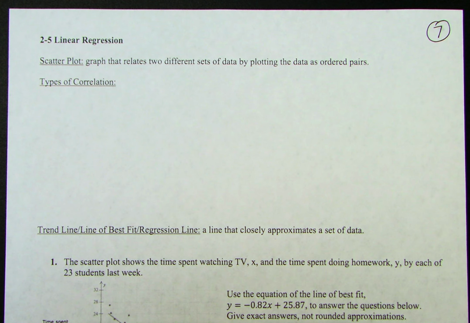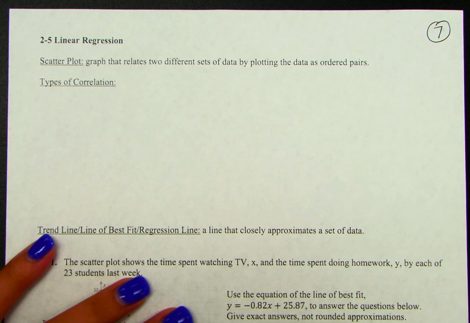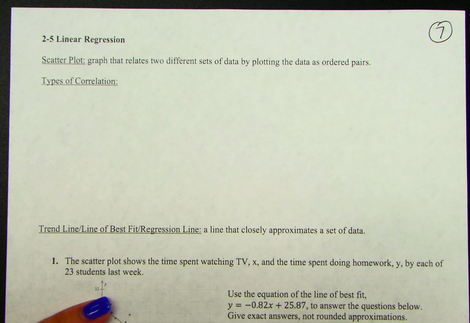In the next lesson, we are going to be talking about linear regression. When we say linear regression, we're going to be referring to scatter plots, which are graphs that relate two different sets of data by plotting them as ordered pairs. Now we can also talk about correlation, and you are going to talk more about this if you take AP Stats or a stats class in college.